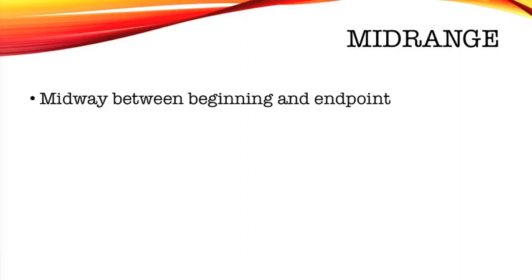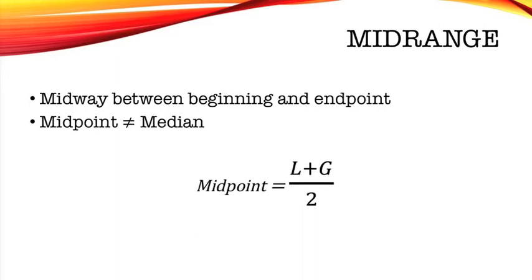The final measure of central tendency is the midrange. The midrange can be described as the value midway between the endpoints of the set of data. Although sometimes the midrange can have the same value as the median, they are not considered the same thing. The midrange can be found by adding the least value in the set of data, L, and the greatest value in the set of data, G, and dividing the sum by 2.